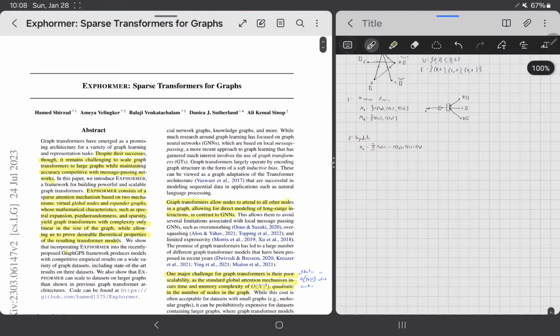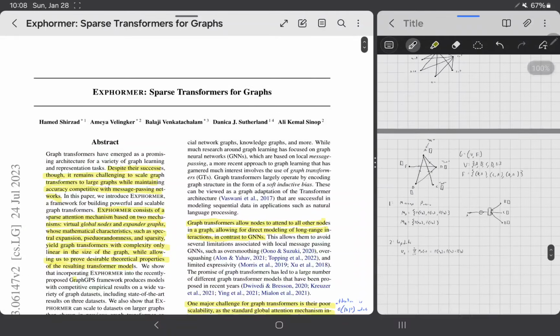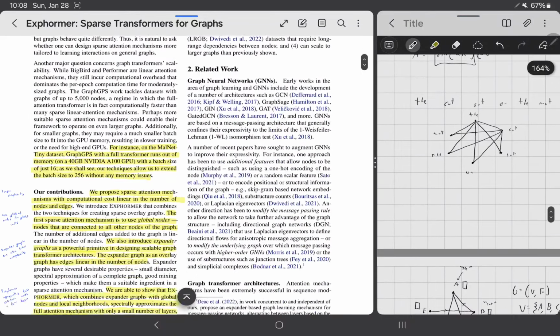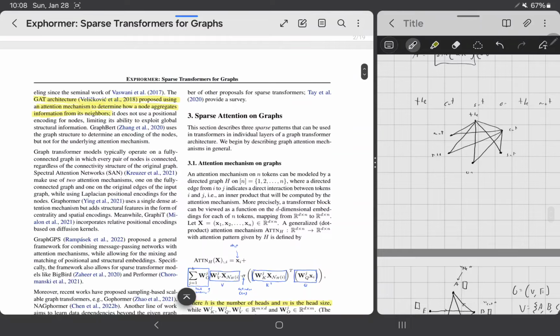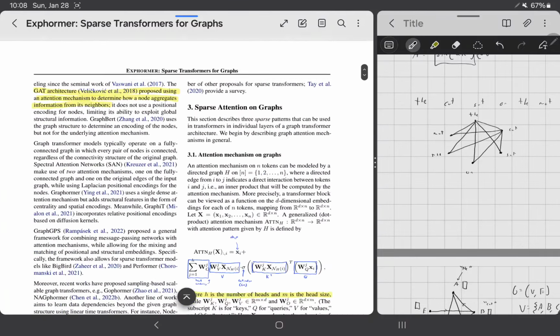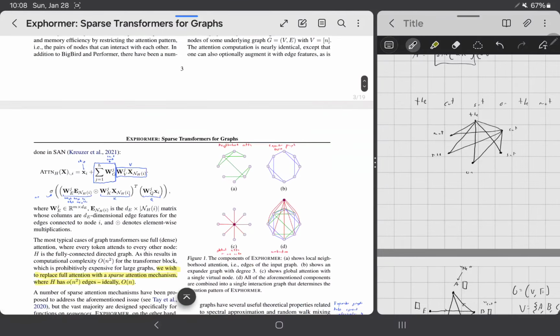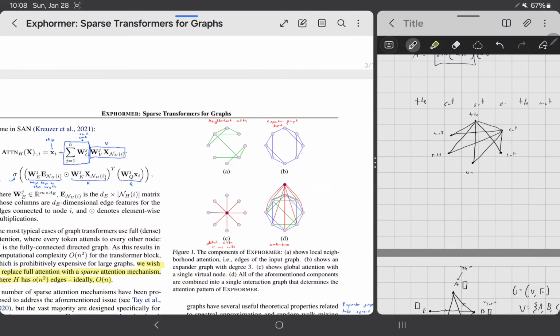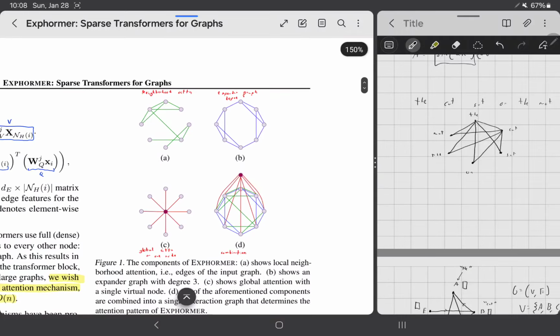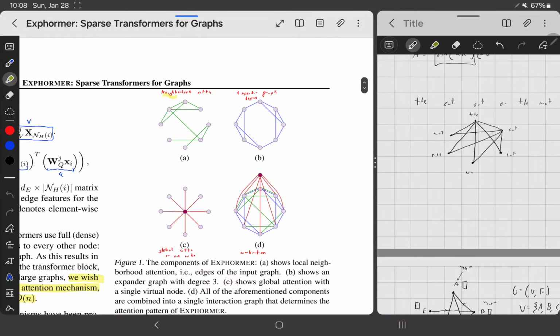Now, what they do is they say, okay, so we have this fully connected graph here. Now, what if we basically break it up into three parts, which will approximate this fully connected graph? So the way they break it up is actually quite simple. So they break it up into three parts. There's this first part here, which is just neighborhood attention. So you don't actually have this in normal attention.